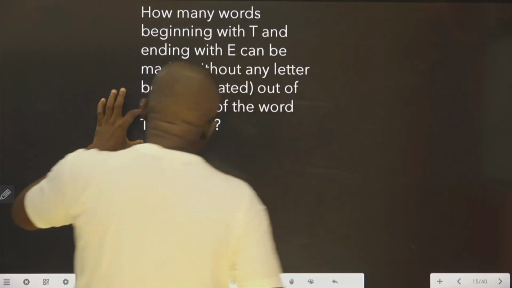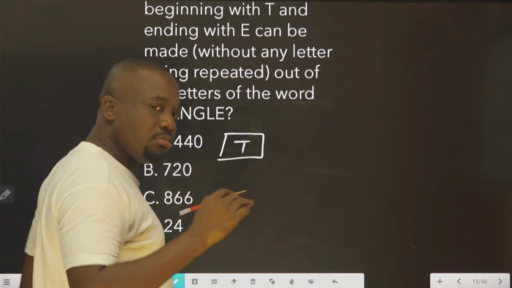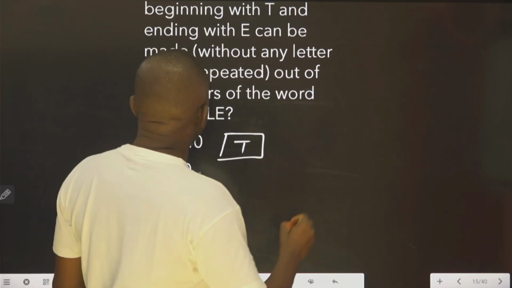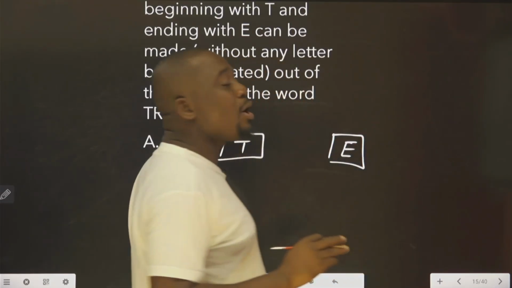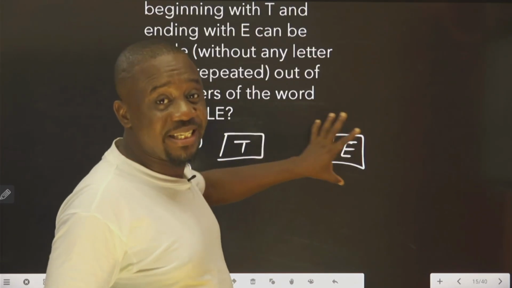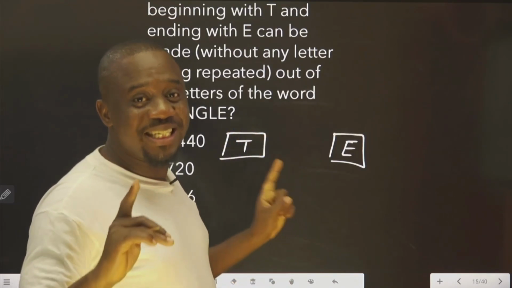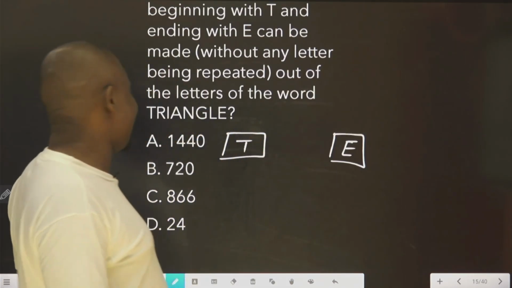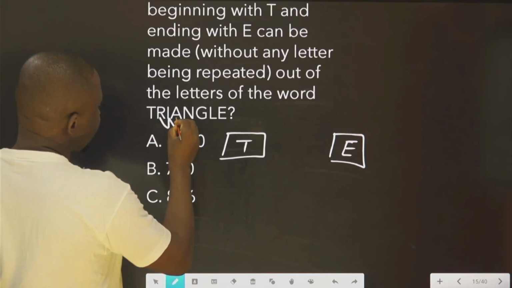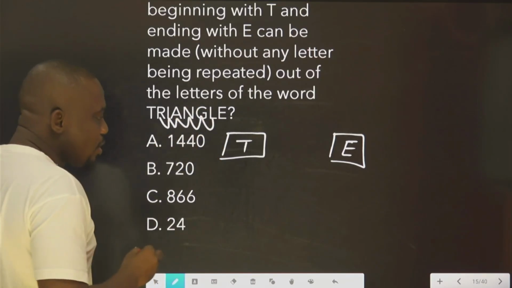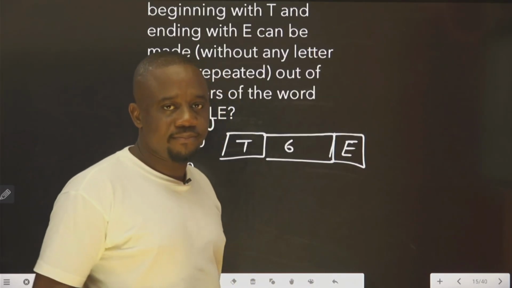It means that for this word triangle, for the first position, T will stand firm. Go nowhere. For the last position, E will also stand firm, go nowhere, because all these words we are about to form must start with T and end with E. Therefore, how many are remaining? 1, 2, 3, 4, 5, 6. 6 altogether. It means there are 6 letters.